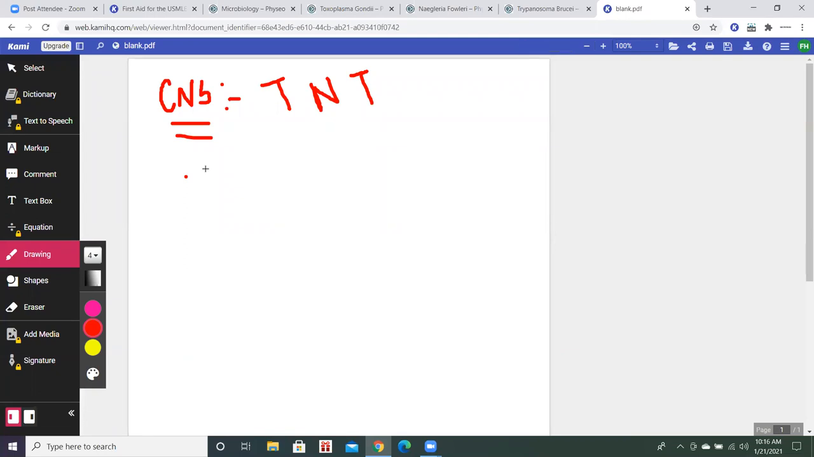But having said that, they can also happen in immunocompetent patients, meaning patients like me and you, who have an intact immune system. In people like us, the infection can cause mononucleosis-like symptoms. By mononucleosis-like symptoms, we mean fever, lymphadenopathy, and weight loss.